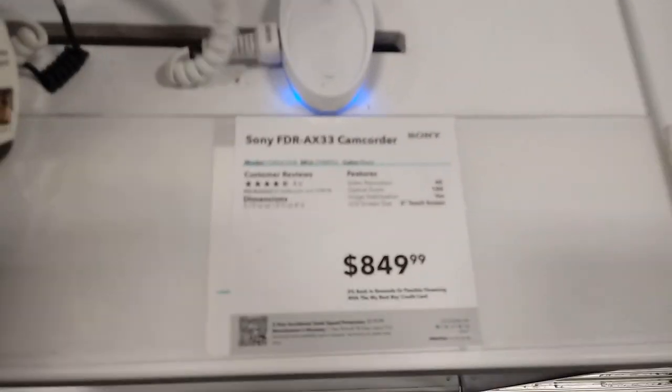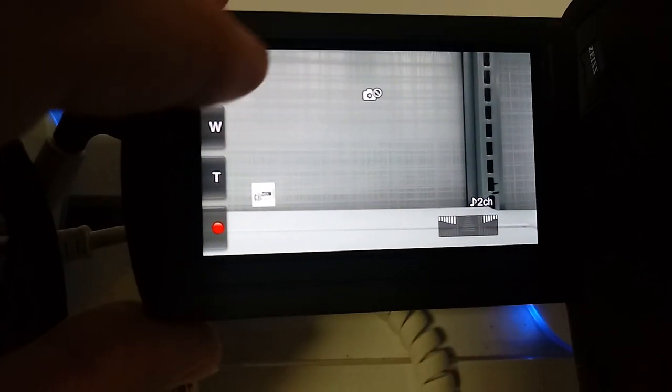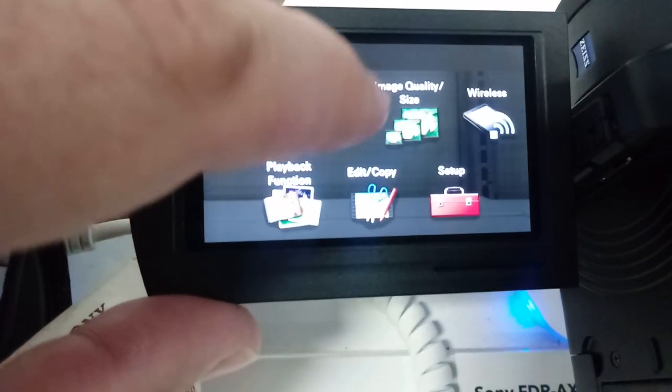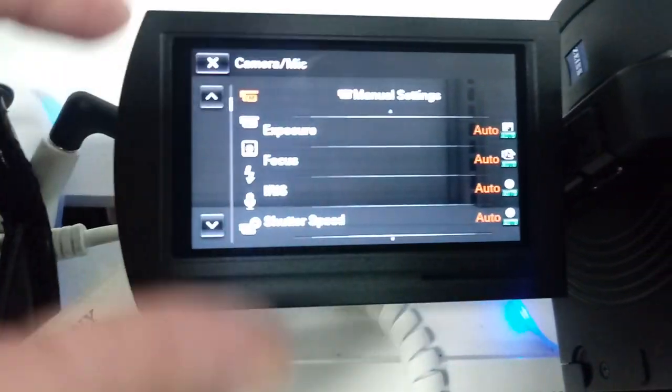This is a Sony FDR AX33, but I've seen this on the 53 and the 100. Sony's 4K camcorders. What's one of the most important things, especially if you're one of those film look lunatics, one of the most important things to have? Well, manual control over iris and shutter speed.